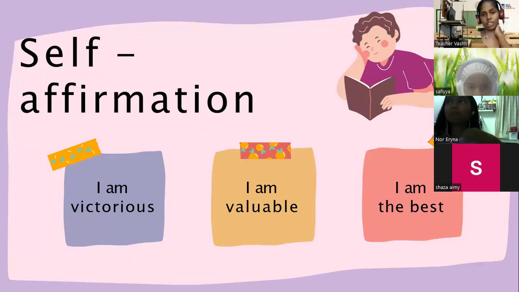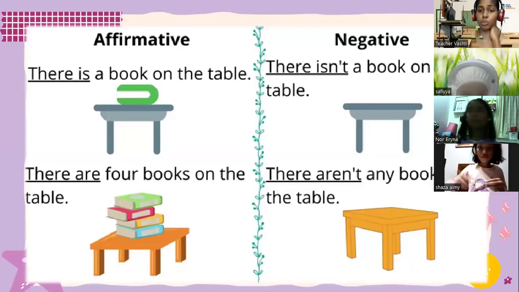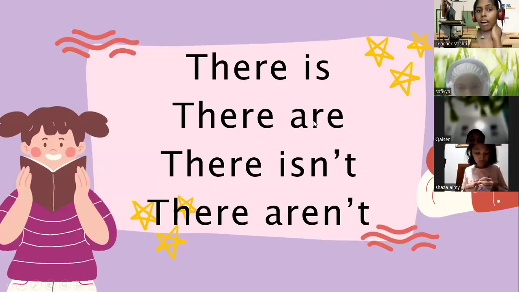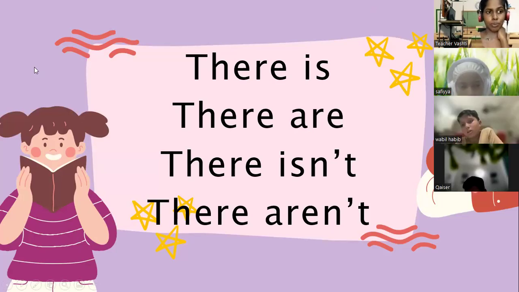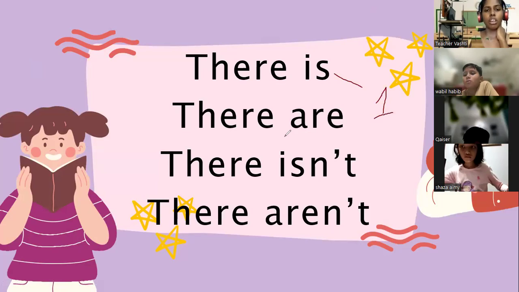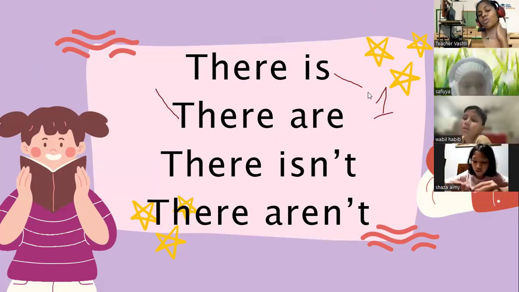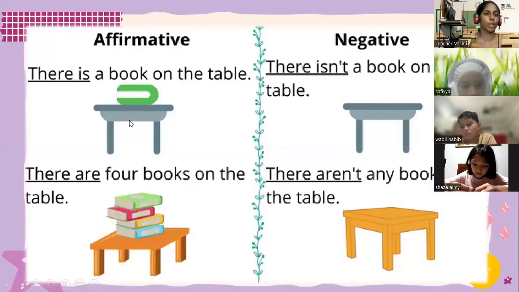Okay, all right, good. Now, the first part that we're going to learn, we've got two parts today. First part we're going to learn is there is, there are, there isn't, and there aren't. Okay, so where do we use is and are? Mana kita guna is and are? Is kita guna masa seorang. Okay, seorang, singular. There are? There are kita guna banyak orang. Okay, very good. More than one. Okay, very good, very good. Okay, so there is and there are.